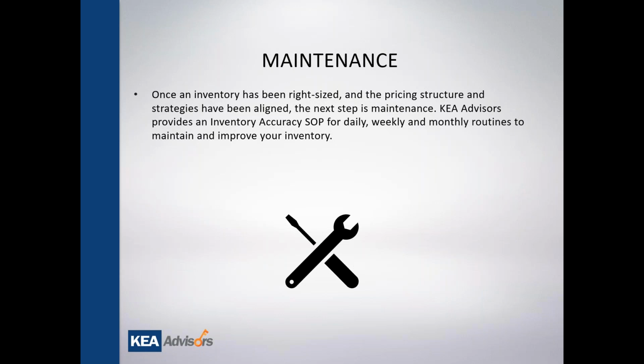All right. So this is the strategy piece. We've idealized our inventory. We're sourcing our parts from the lowest cost. We have the right mix. Our pricing strategies are aligned. We've moved the parts where they need to go. And so we've seen some cash in the bank. We're seeing a little bit of margin increase. How do we maintain it? And that's where we provide that KEA Advisors standard of what are the daily, weekly, monthly routines to maintain your inventory.